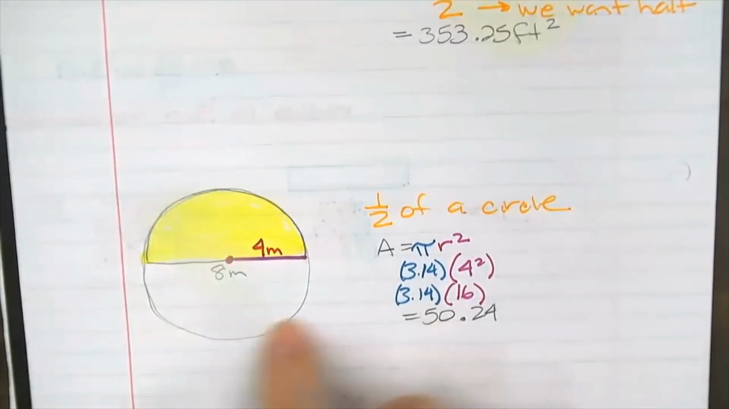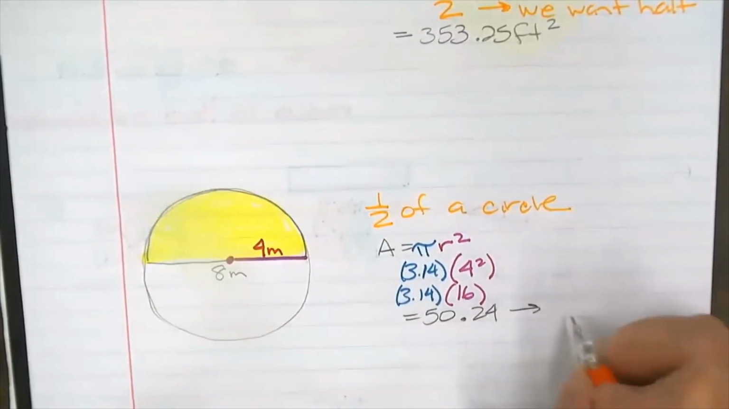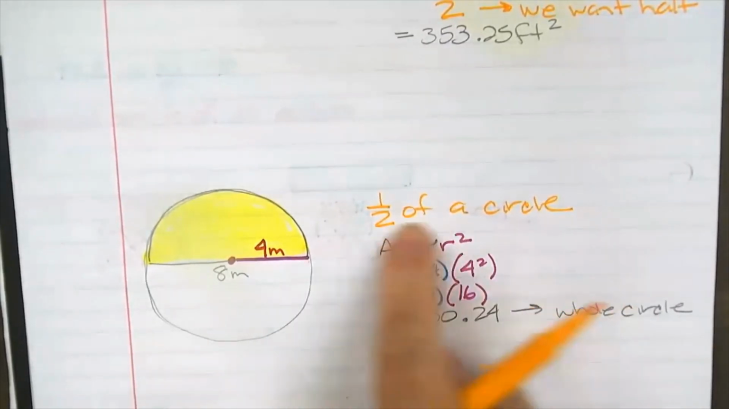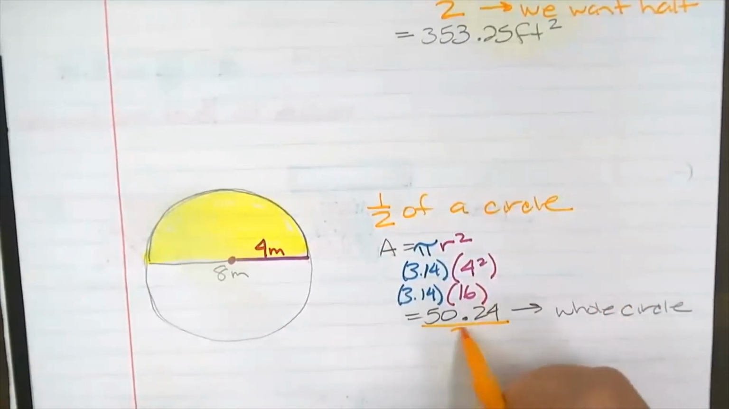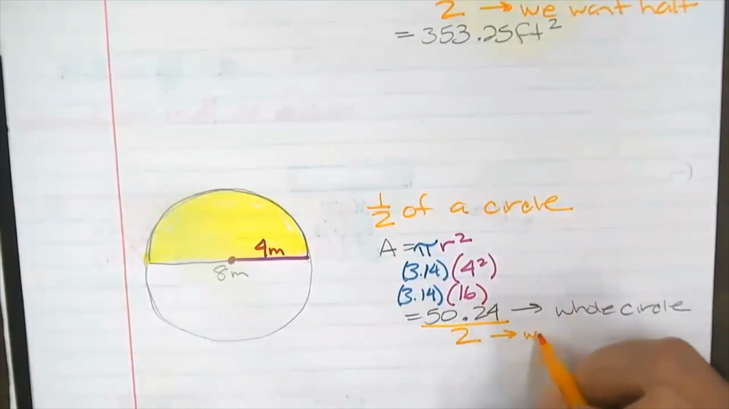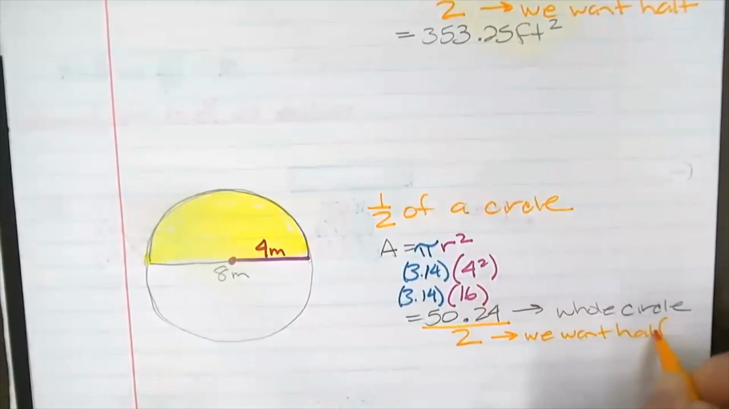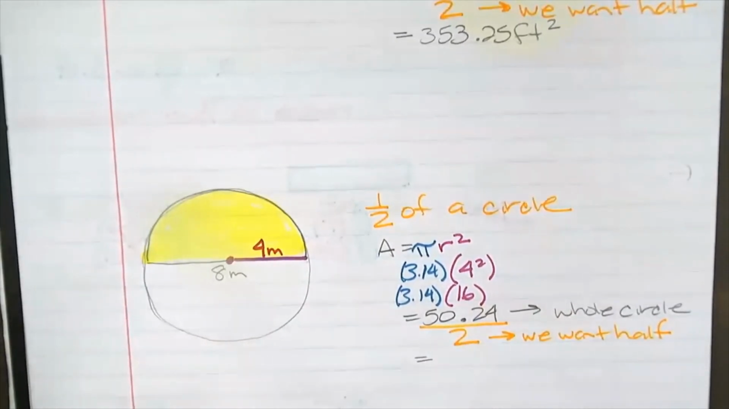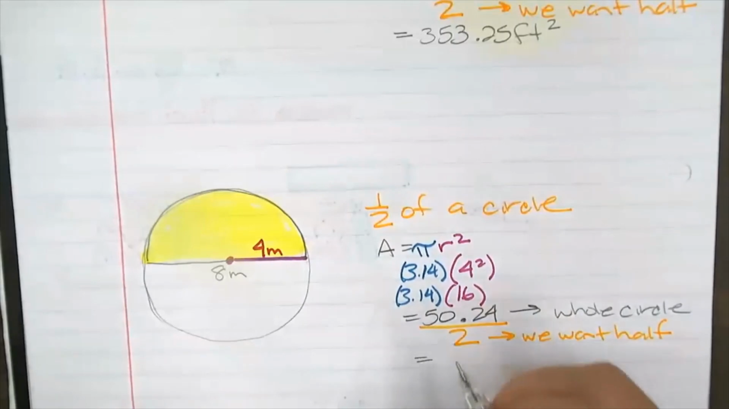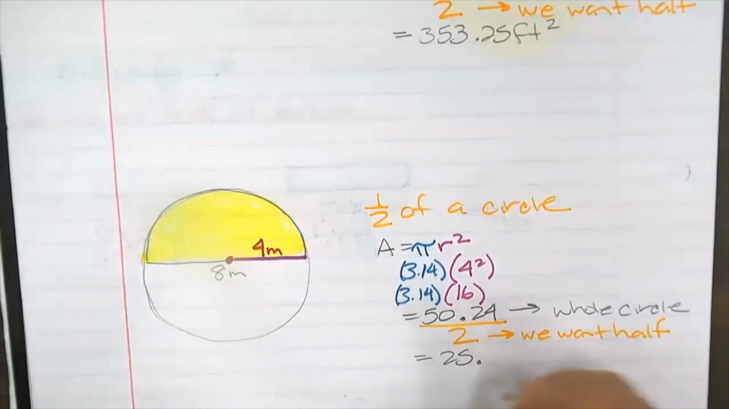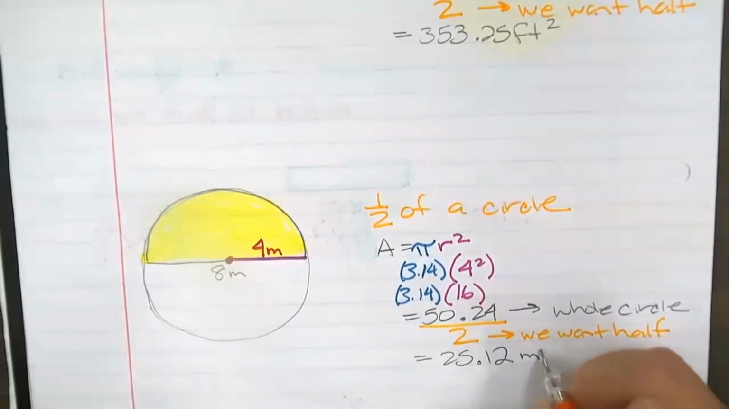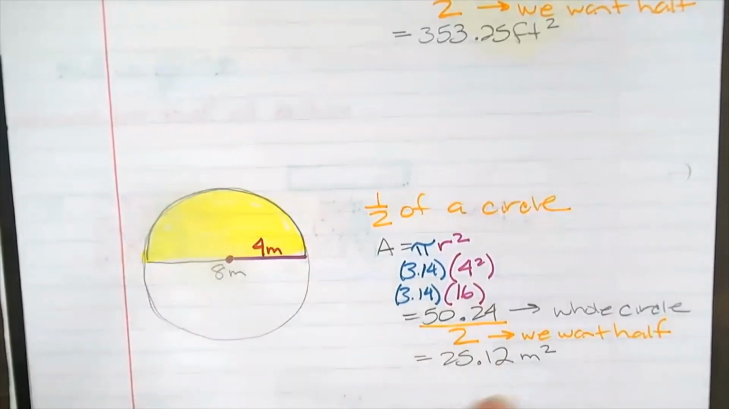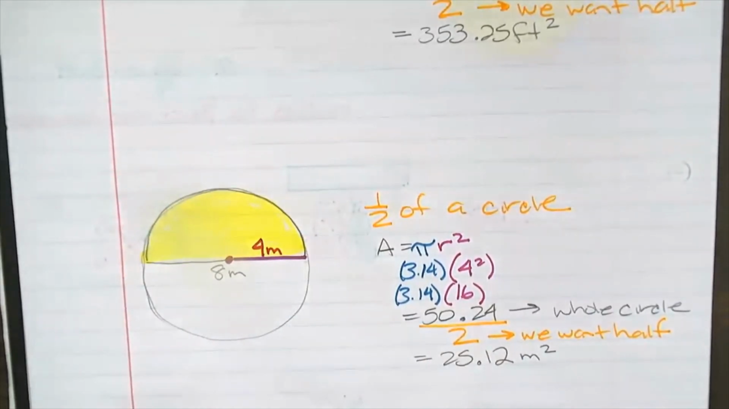But remember, this is the area of the whole circle. We want half of the circle. I'm going to divide this by 2 because we want half. So you can use your handy dandy calculator. I think this one's pretty easy to do in your head. Half is going to be 25.12 meters squared. So the area of this semicircle is 25.12 meters squared.